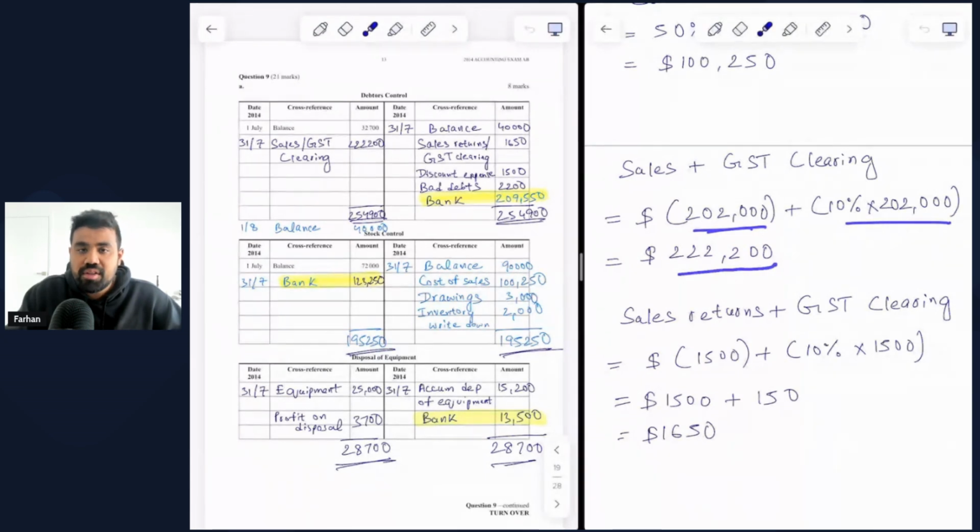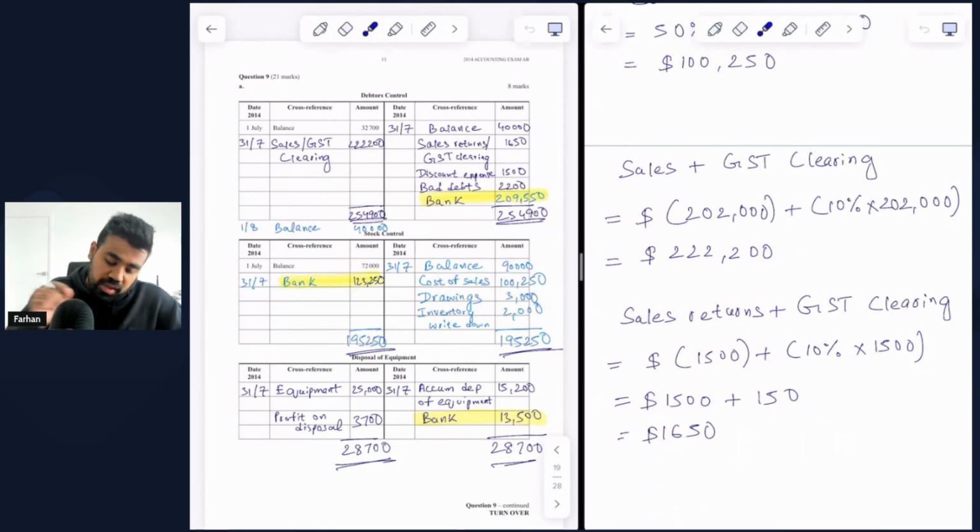So when we make these credit sales, our assets go up. How? Because we now expect more economic benefits, or we expect to receive more cash from this group of credit customers or our accounts receivable. Therefore, accounts receivable as an asset is increasing. And when assets increase, what do we do? We debit them. So that is why within the debit side, you can see that I've included sales plus GST, giving a total of $222,200. Then on the credit side, you can see that I have included the sales returns, including GST, of $1,650.